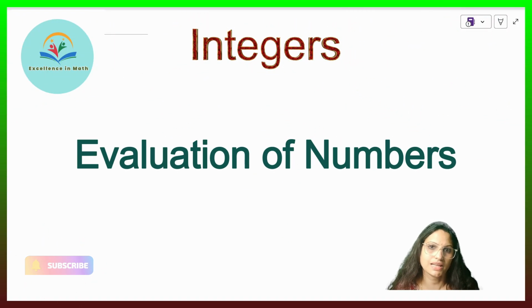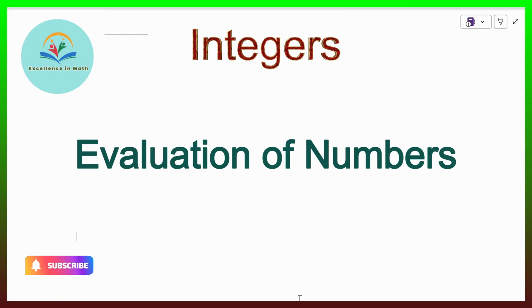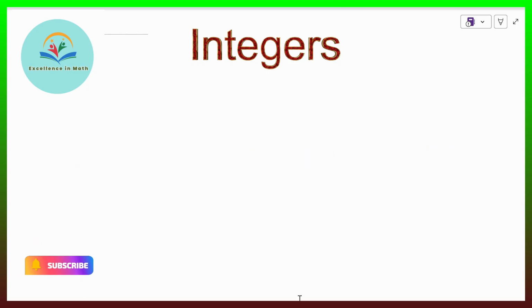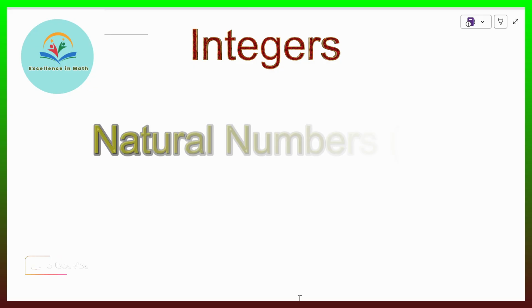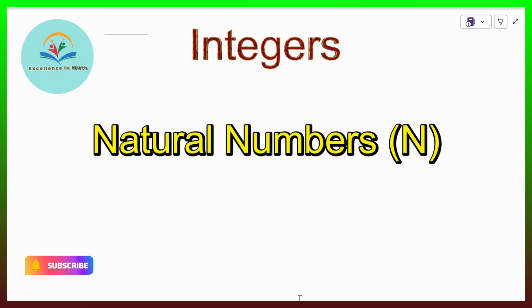Before starting a fun learning of integers, let's start with the evolution of numbers. Shall we? Let's go. To truly understand integers, it helps to see how the number family grows from the basics. First, let's look into the natural numbers. Natural numbers are denoted by capital N. These are our basic counting numbers starting from 1, 2, 3 and going on forever.